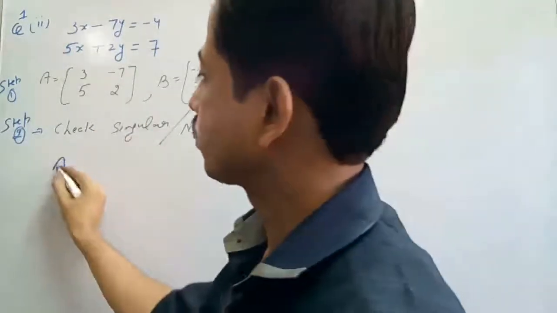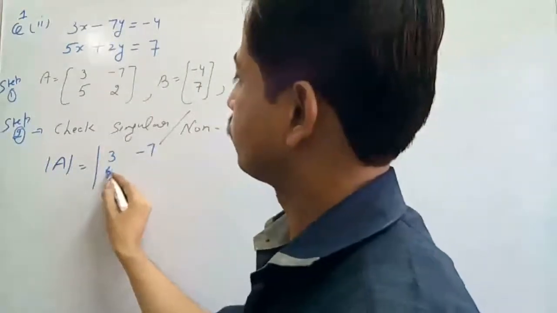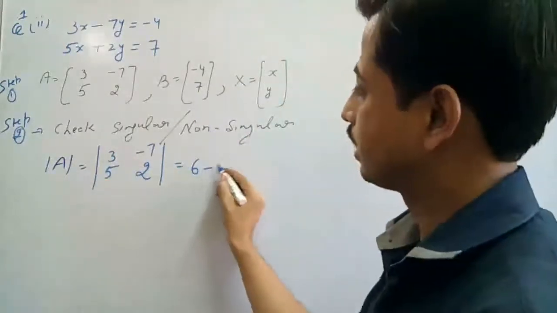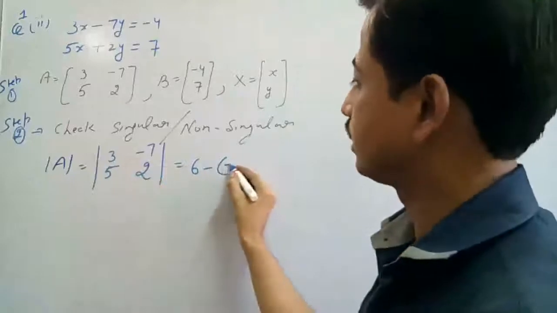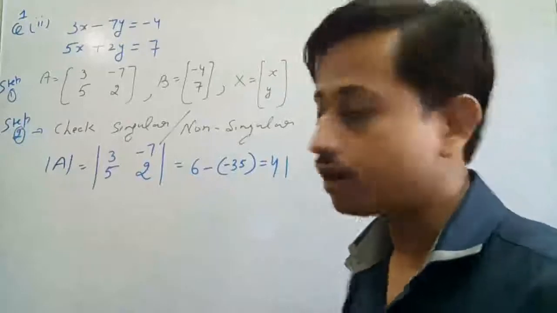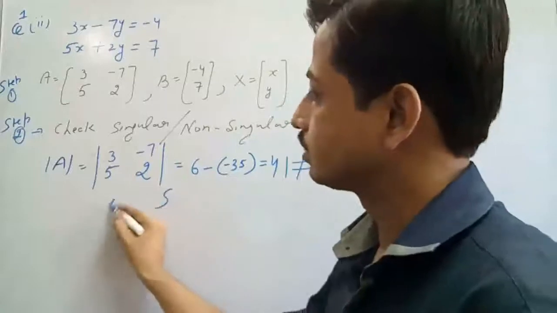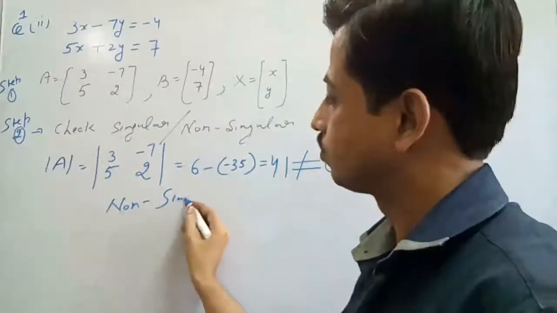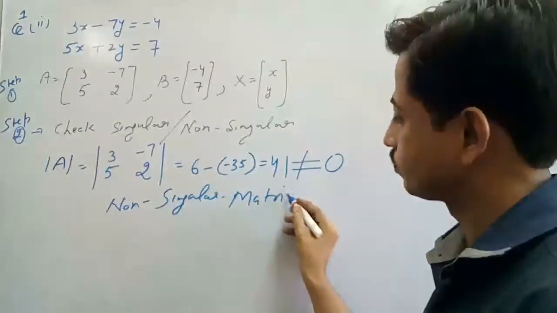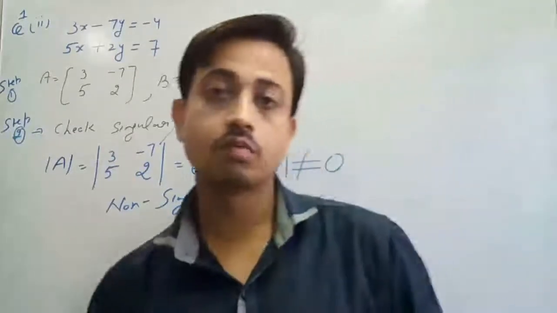So, what's the determinant of A? |3 -7; 5 2|. Now solve this. 3 into 2 is 6, minus 7 into 5 gives minus, minus 35. So we got 41, and 41 is not equal to 0. It means this is a non-singular matrix.